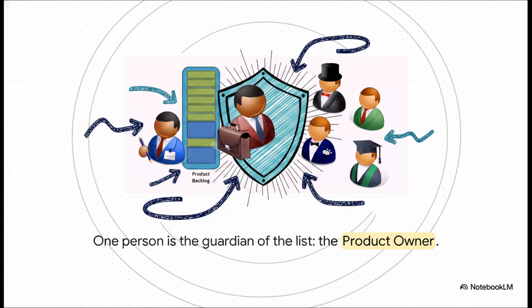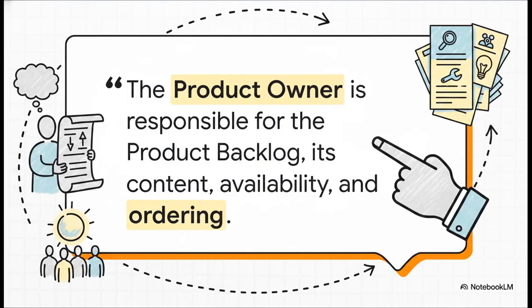As you can see here, they are right in the middle of it all, acting as that single point of contact. They work with everybody, customers, the team, other stakeholders, to decide what goes on the list, and, this is crucial, in what order. And look, this quote from the official Scrum Guide really just nails it. The product owner is responsible for the whole shebang, the content, making sure everyone can see it, and most importantly, the ordering. That single point of ownership is what keeps the project from getting pulled in a million different directions.